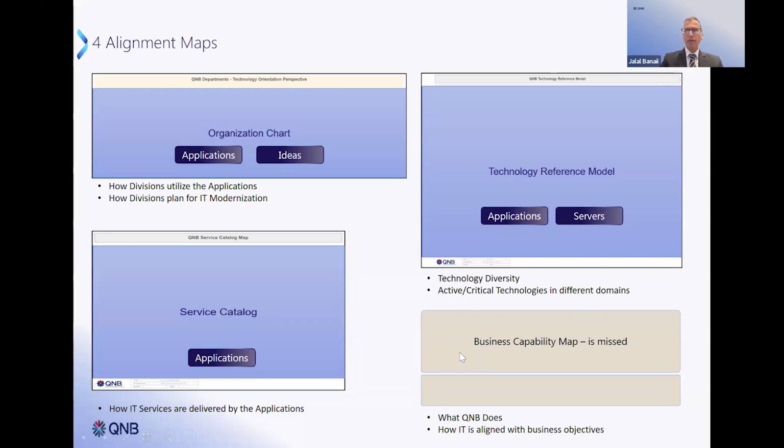The fourth map, business capability, is practically missing at the moment. We don't have it yet. I think we built level 0 and part of level 1 of it, but that's something we're working on and it's coming soon. So these are the 4 maps that we have decided to have, and we hopefully finish all 4 soon in QNB.